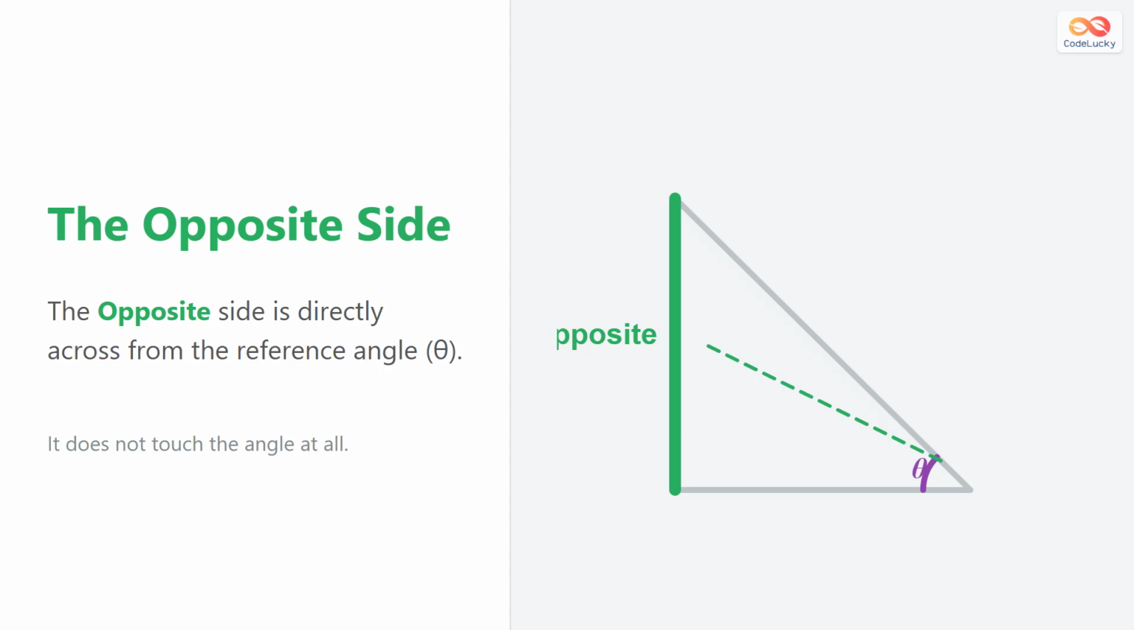Now look at the side directly across from your reference angle, theta. This is called the opposite side. Imagine shooting an arrow from the angle. It hits the opposite side. Notice that this side does not touch the angle at all.